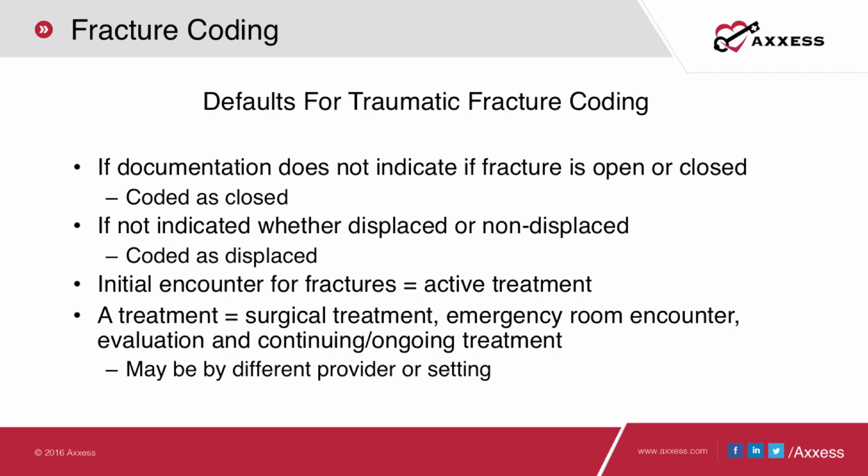The initial encounter for fractures is active treatment. So again, you wouldn't use an A in home health care in this case for fractures because we don't actively do anything for the fracture. We are there after the active treatment has happened. They've set the bone or they've done whatever they need to do, and now we're just in a supportive role of ensuring that fracture heals properly. And so we would always code subsequent encounter. Remember, a treatment in this context means surgical treatment, emergency room encounter, evaluation, and continuing or ongoing treatment. And that can even be by a different provider or a different setting.